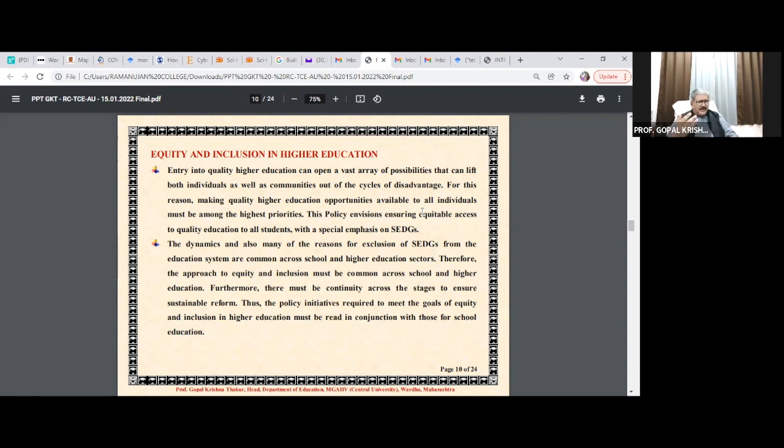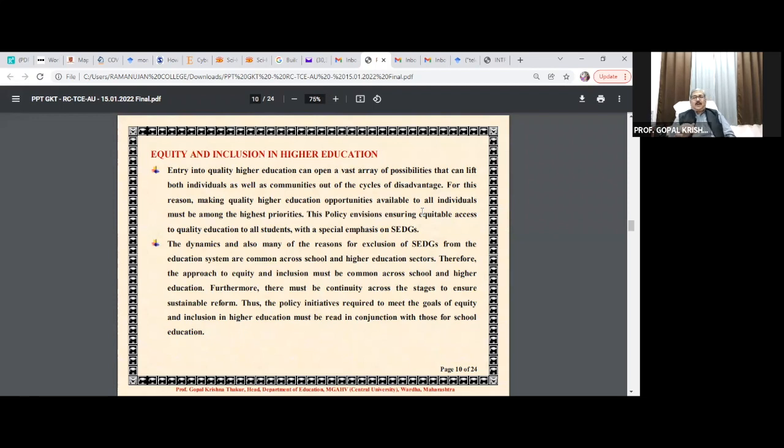So as many members of the society would be having a successful higher education, the development of society would be considered good based on the members of its community getting higher education. And this policy envisions ensuring equitable access to quality education to all students, with a special emphasis on SEDG. And unless we ensure that higher education has the attribute of equity and inclusion, we cannot cover the whole society at large. So this is the assurance of the policy.